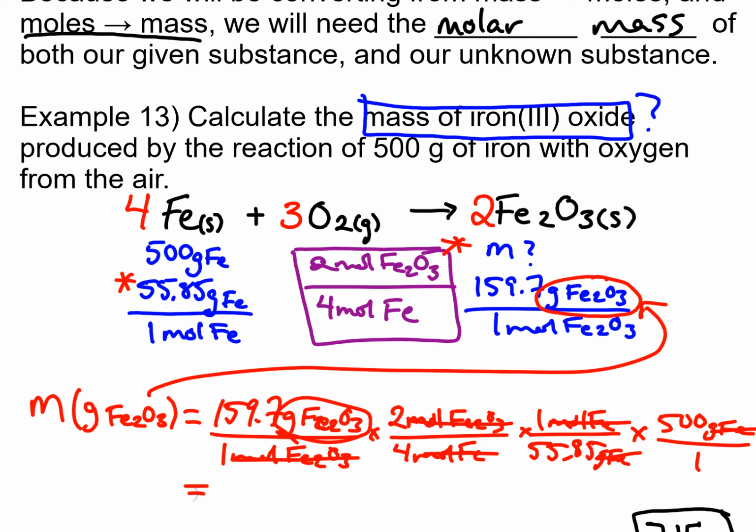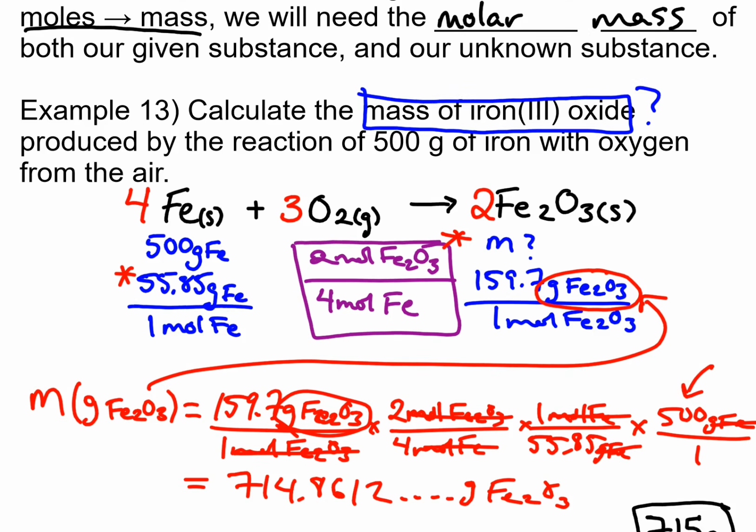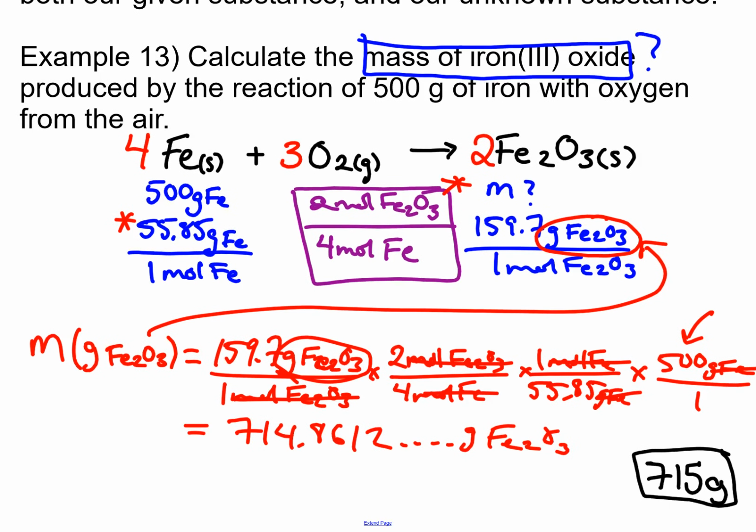If I multiply all this, 159.7 times 2 times 500, all divided by 4 times 55.85, I am going to get 714.8612 and so on grams of Fe2O3. If I round this to the 3 significant digits that I see here, 3 significant digits is going to give us 715 grams of iron 3 oxide.